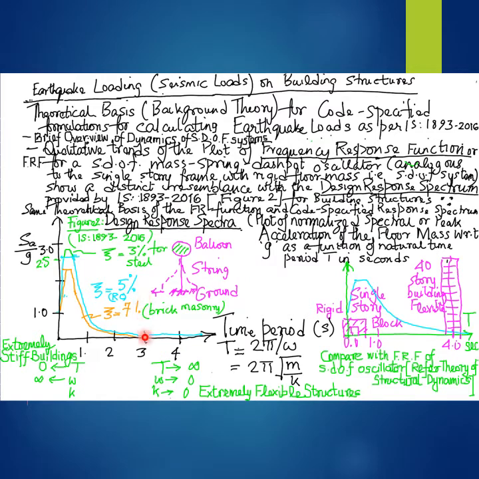For example, a 40-story building structure that approximately displays a natural period or fundamental time period of free vibration in the first mode as 4 seconds depicts an example of an extremely flexible structure that lies on the other end or the other extreme of the design response spectrum as shown in this figure.